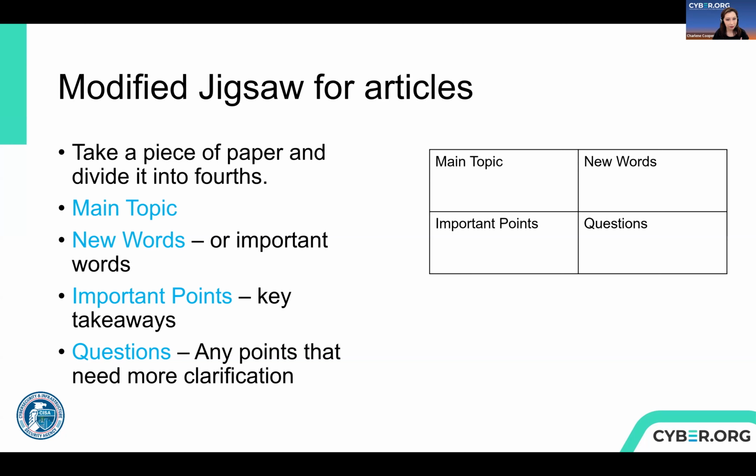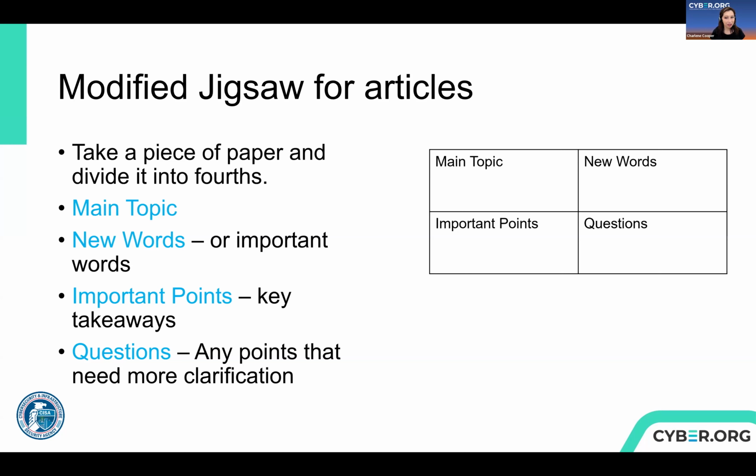So we're going to do a modified jigsaw, and that's why I'd asked you earlier to have a piece of paper available. So if you have that piece of paper available, you're going to want to take that paper and fold it in half. I guess you could fold it hamburger style and then hot dog style? So you're going to fold it into fourths. And as you're folding your paper into fourths, you're going to label each of those quadrants.